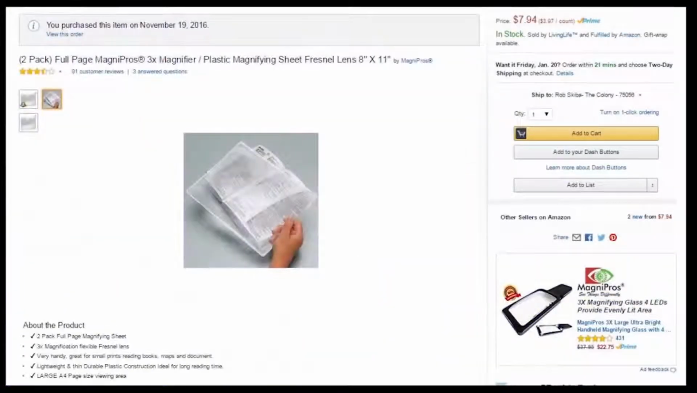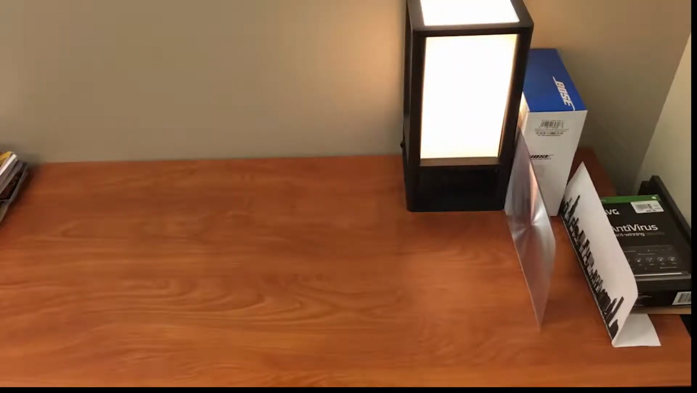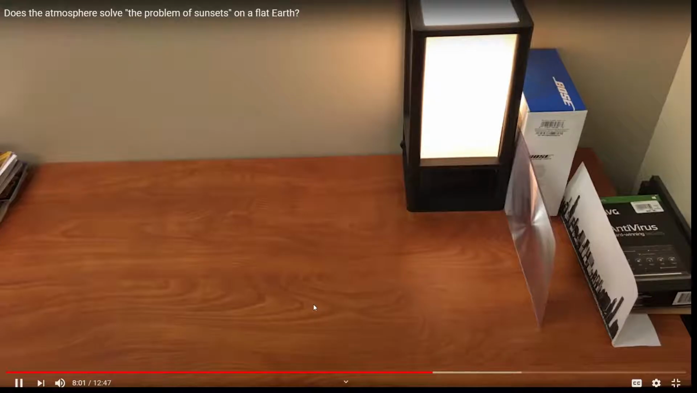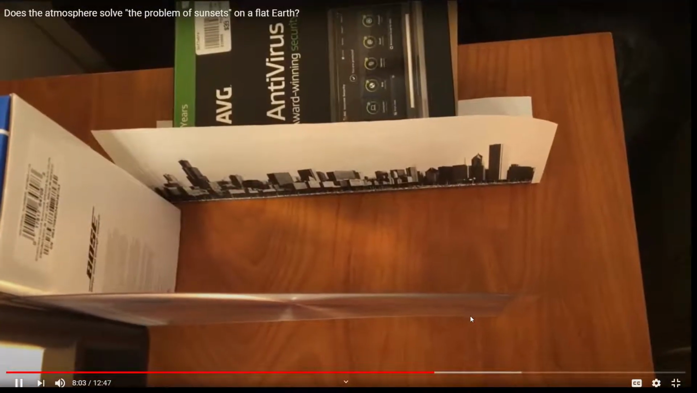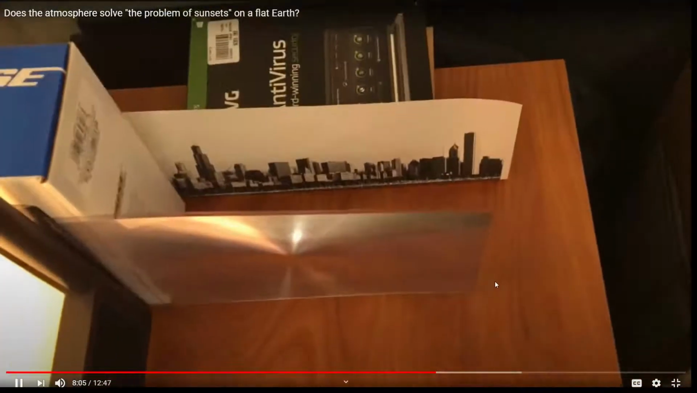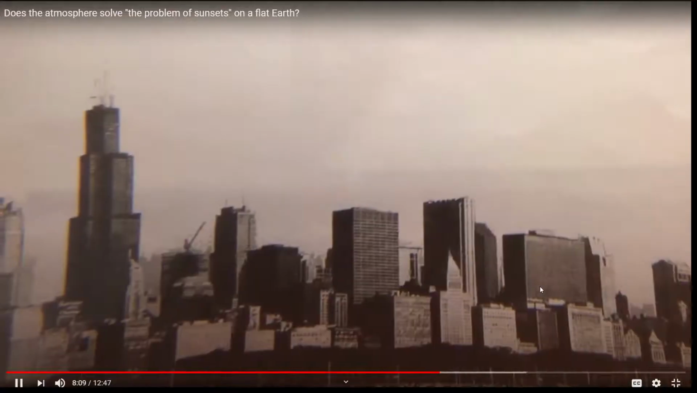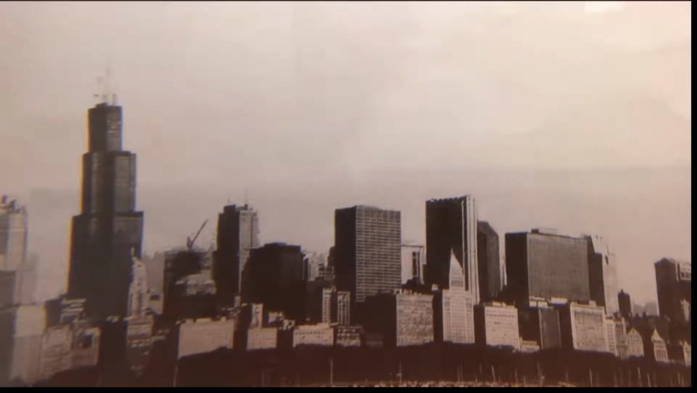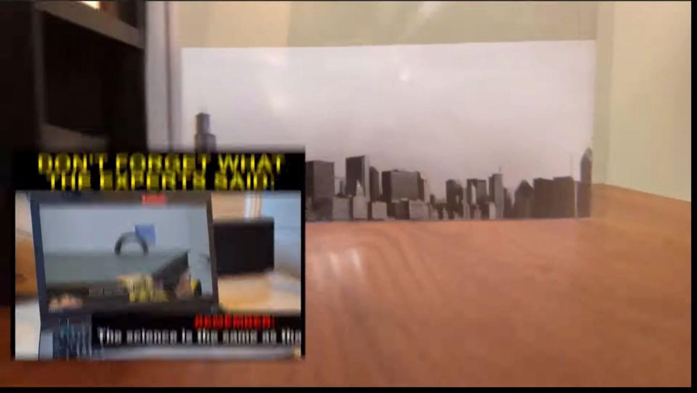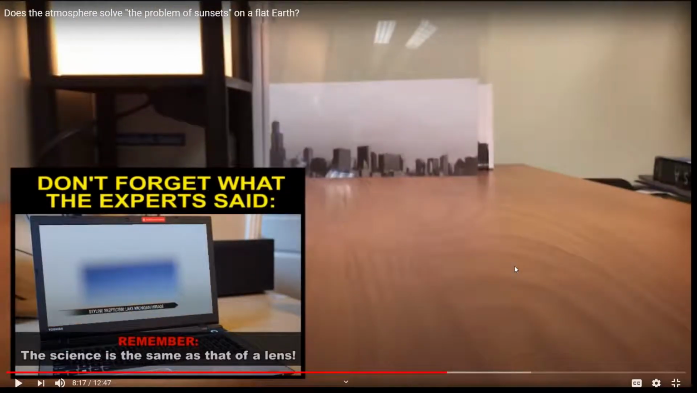Is too small. I went on Amazon and I got these plastic magnifying sheets and came up with another way of doing the same thing using the sheet right here. Set the city up, a little cutout of the city, and now I've got the big magnifying glass sheet. Bring the camera right up to the lens. See, that's the normal view of the city. Now let's back up again. The science is the same as that of a lens.